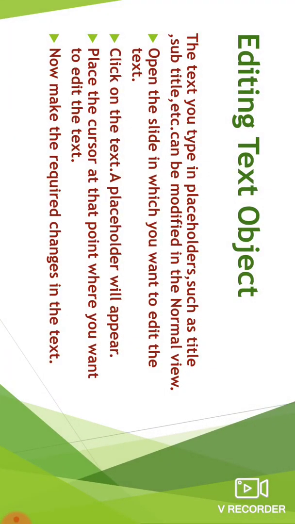Now the next heading is editing text objects. Editing text objects means editing the text in your slide. Which type of text? Title, subtitle, whatever you have written on your slide, you can edit or change it. Simple. Open the slide in which you want to edit the text. Click on the text and a placeholder will appear. Place the cursor at the point where you want to edit the text. Now make the required changes in the text.